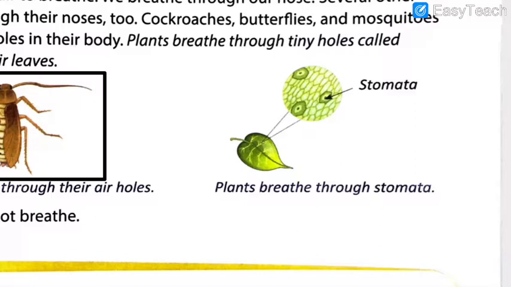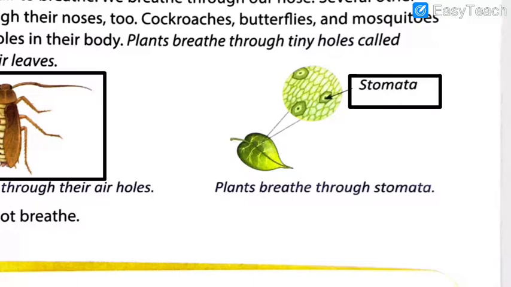Every living thing, every living organism will eat, will drink, will breathe. So how do plants breathe? They also have tiny holes on the leaves, and those tiny holes are called stomata. In short, like we human beings breathe through the nose, the plants have a breathing organ called stomata on the leaves.